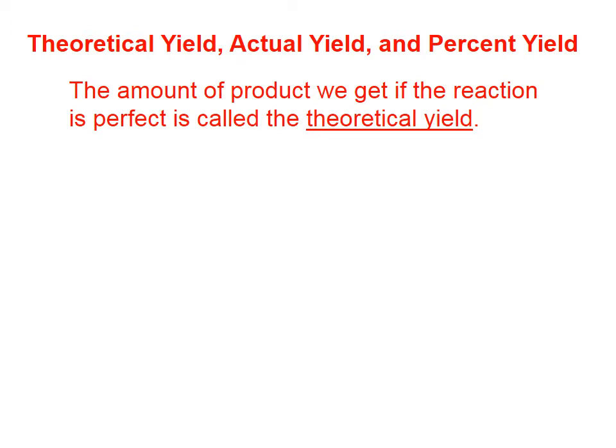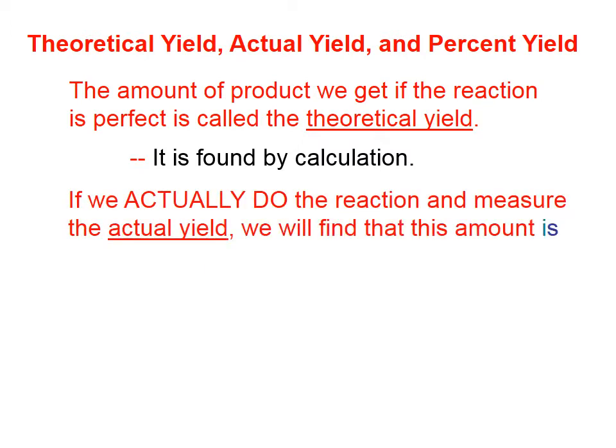The amount of product we get, if the reaction is perfect, is called the theoretical yield. We find it simply by calculating, because we know how much reactant we put into the reaction. We're able to calculate by simple stoichiometric calculations how much yield, that is, how much product, we should get.